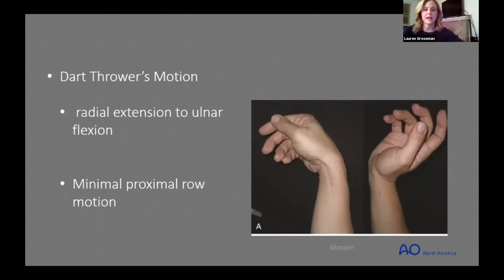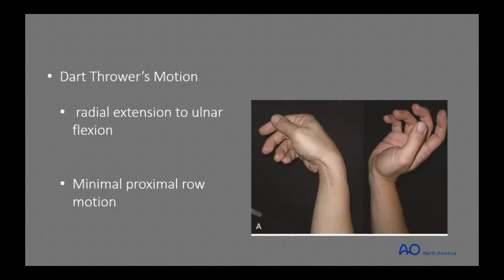It's quite complex. So we'll move to the dart thrower's motion, which is really significant for a lot of rehabbing, especially in this specific situation. Dart thrower's motion is radial extension to ulnar flexion. And what's notable is that the proximal row doesn't move significantly. And that's very helpful in rehabbing any of these types of ligament repairs.